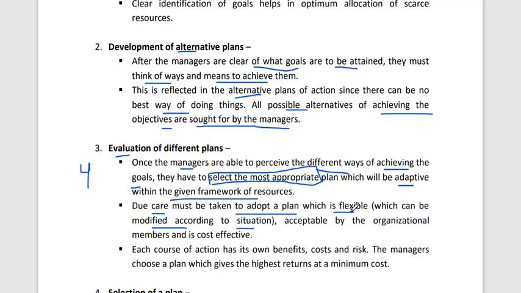Okay, then it can be flexible, and also acceptable by the organization members, and cost effective. That is the plan we have to choose.